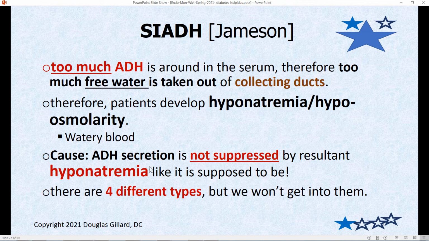Yep, what's the cause of SIADH? Well, ADH is supposed to be turned off. There's a bunch of causes we'll look at. But normally ADH is turned off by hyponatremia, right? By watery blood. If your blood's getting too watery, you don't want to release ADH to make it more watery, so you turn it off. So for whatever reason, the potassium content or the sodium content of the blood is not working, and ADH is being secreted all the time.